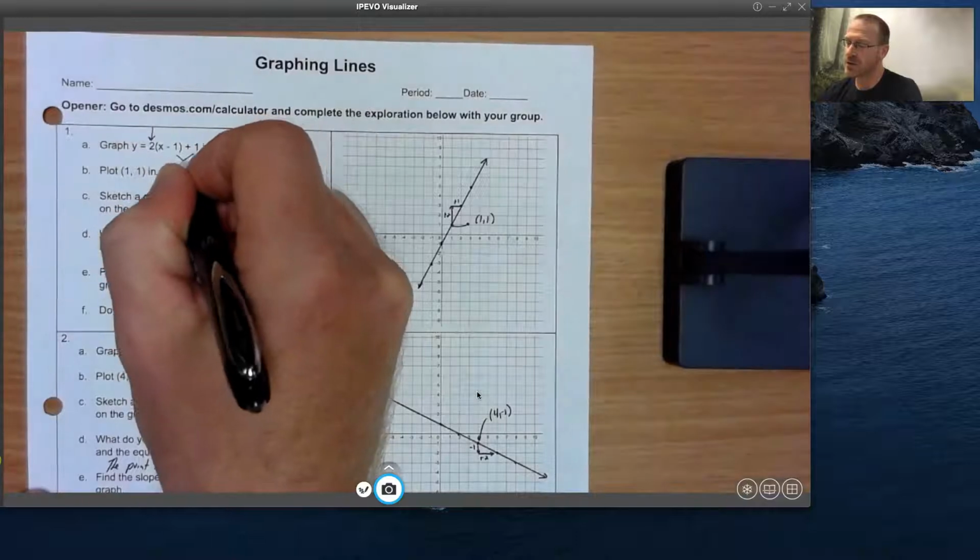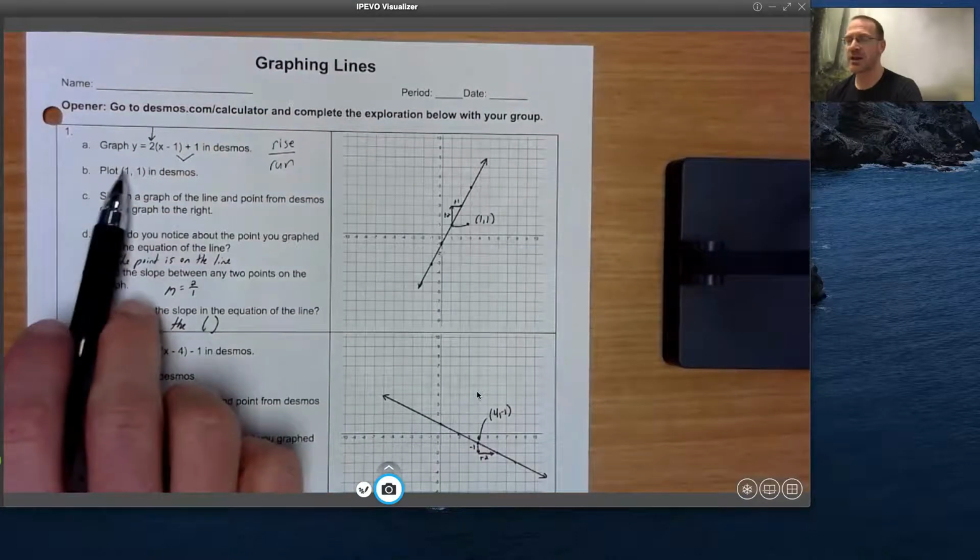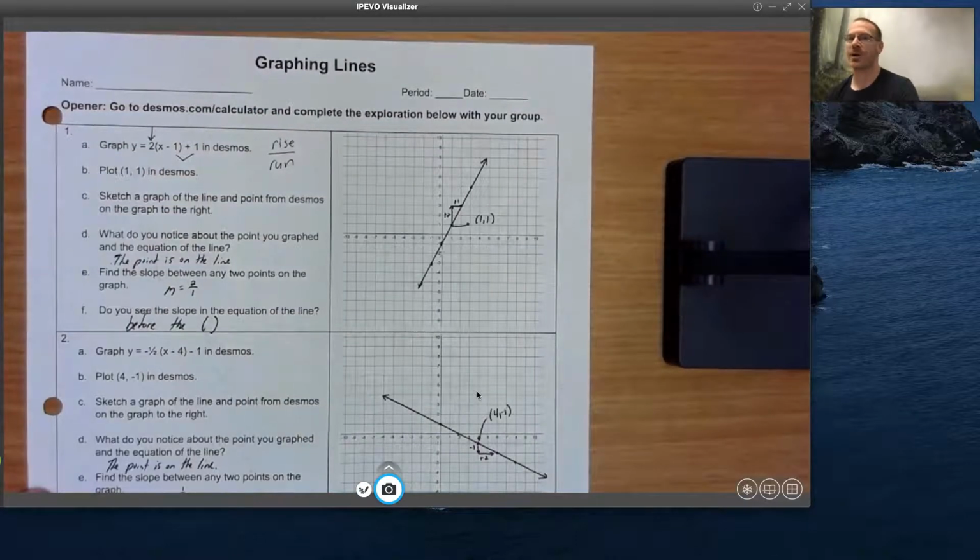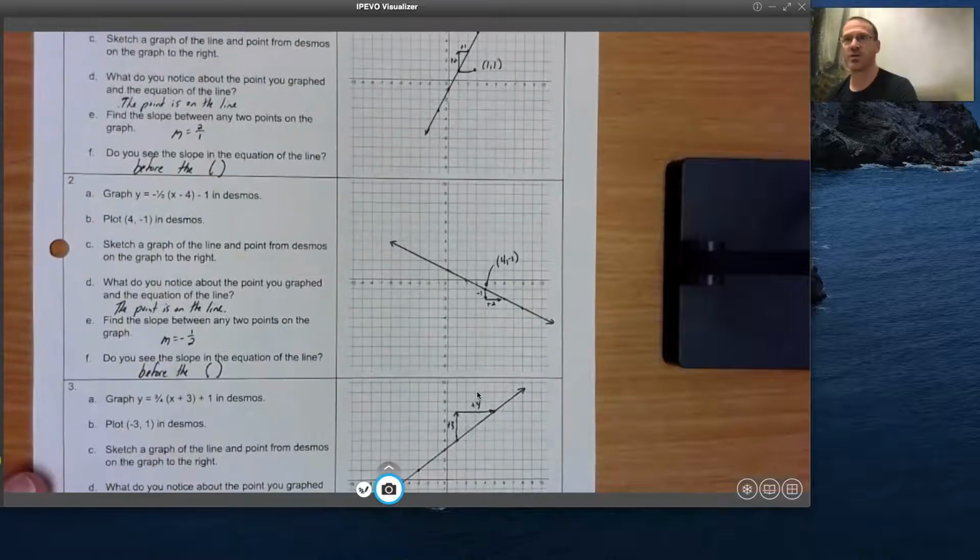There's a 1 and there's a 1 right there. Does that tie into this point right here? Well, let's go through and look at the rest of the problems. Okay, so let's look at number 2 here.